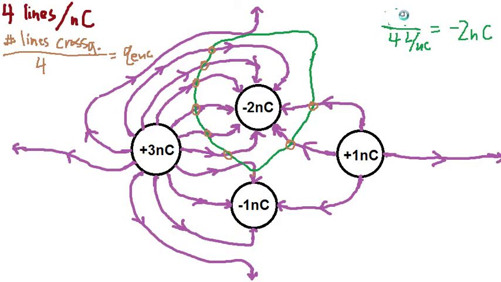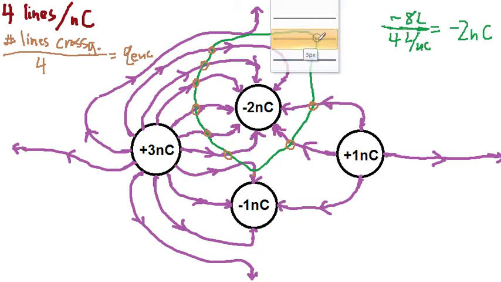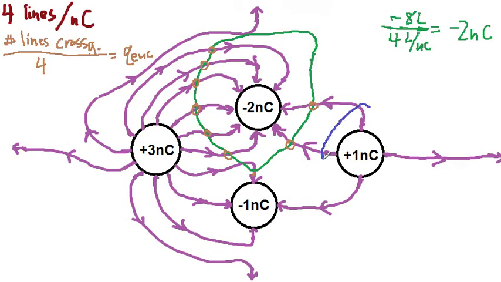Why do I say -2? Well, you could probably guess ahead and say that whether they're coming in or out matters, okay? So what I'm going to say is 8 lines in is like -8 lines, because there are 8 lines coming in. So really what I'm going to do is erase this, and instead of calling it 8 lines in, I'm going to call it -8 lines crossing this thing. So -8 lines divided by 4 lines per nanocoulomb gives us -2 nanocoulombs.